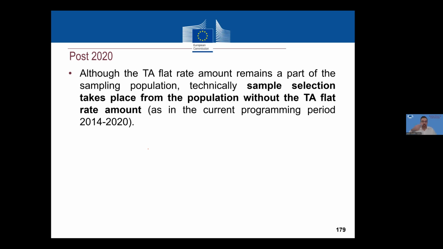Just a few comments on the post-2020. First of all, for the post-2020, the technical assistance flat rate will remain as part of the sampling population, but from a practical point of view, the sample selection takes place from the, may I call it again, reduced population, the population without the technical assistance flat rate amount, okay? As in the current programming period. So this is still the same thing. The principle is basically the same.